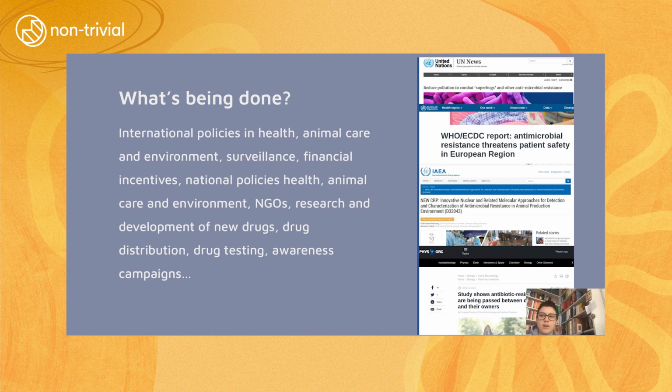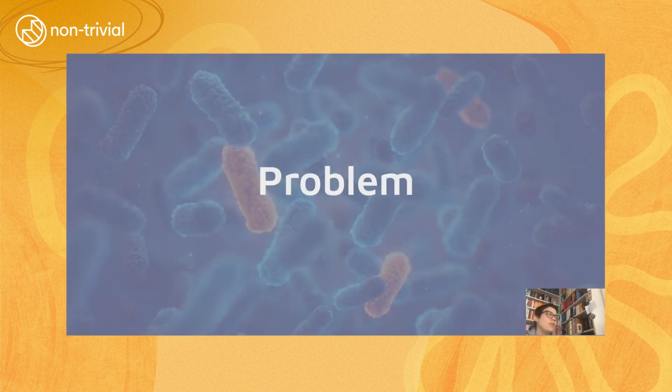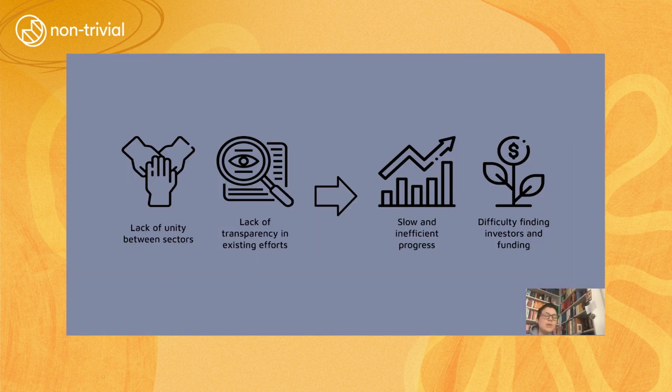There are loads of different approaches going on because it's this massive intersectional problem where environmental agencies, health agencies, animal agencies, and everything needs to be involved, which is obviously difficult, which is how I come to my problem, which is that there's a massive lack of unity between the sectors just because there are so many people working on this project from completely different areas, approaching it in completely different ways, which also means there's a lack of transparency in the overall existing efforts.